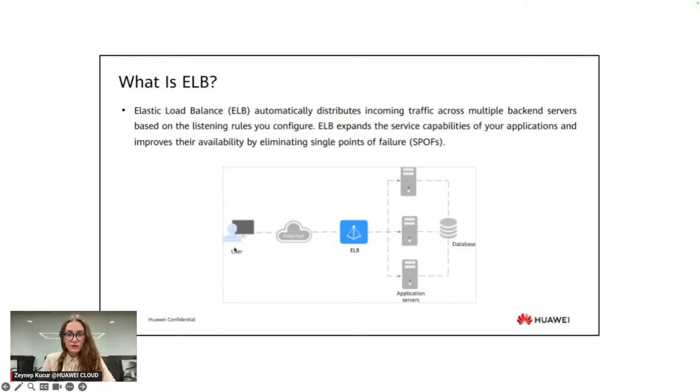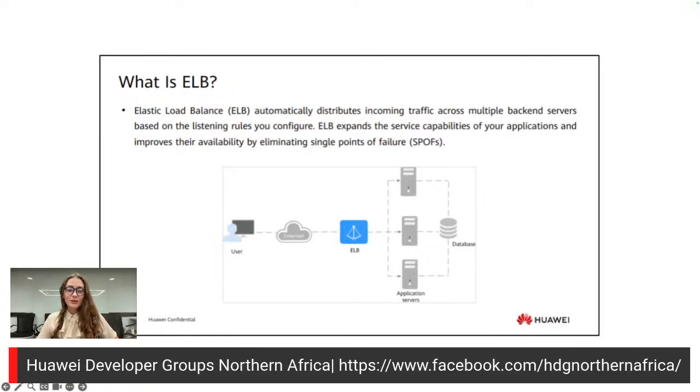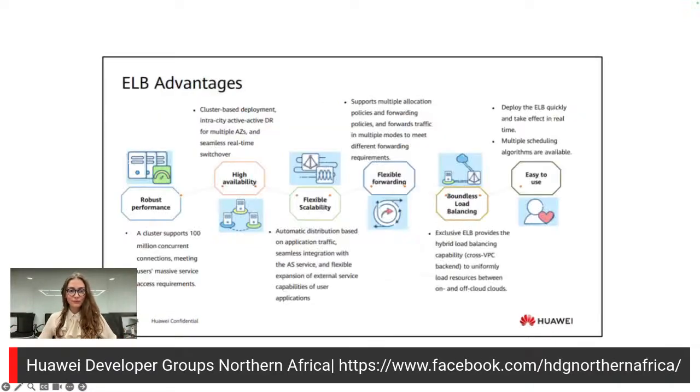So here is a user. The user is connecting through the internet, and then the user hits the ELB, and then ELB routes the traffic to various application servers and databases. This setup boosts the application's performance and keeps things running smoothly by avoiding single points of failure. So it protects your system from crashing, and you don't have to underutilize your servers if your ELB works with auto-scaling. So let's talk about ELB advantages.